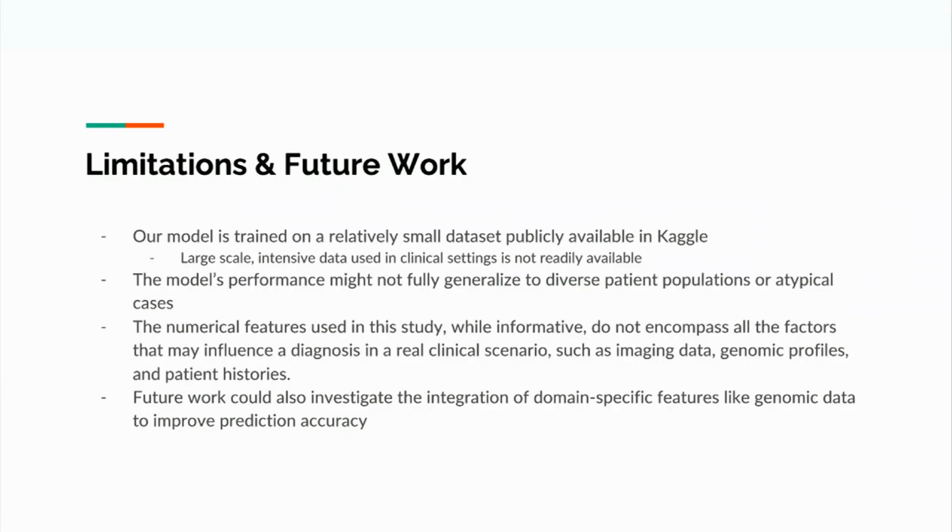And then finally, the numerical features, while informative, do not encompass all the factors that might influence a diagnosis. And in terms of future work and the directions that we would take going forward, we would investigate the integration of domain-specific features, races, ethnicities, and include genomic data to improve prediction accuracy and may provide more accurate results, not necessarily from a number standpoint, but in terms of being able to actually provide insights to people.